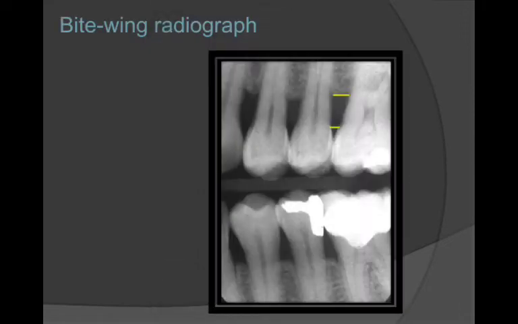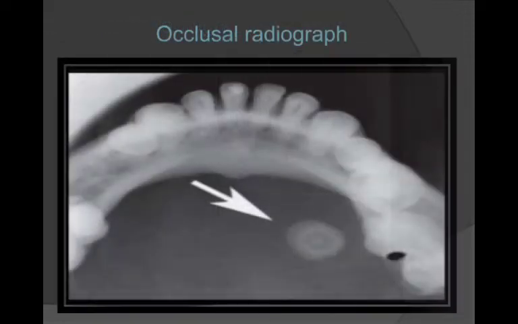Bitewing radiographs. Here we use them to know the height of the alveolar bone and the extent of bone loss. Indication of occlusal radiograph: foreign body in the jaw and stone in the duct of a salivary gland. See in this image calcified stone in the duct.